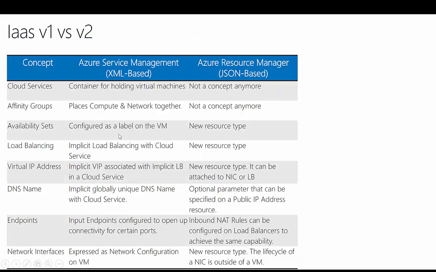And just a quick one about version 1 and version 2 machines. This is a big thing that we're going to talk about over the next few modules. You'll see references to cloud services, affinity groups, availability sets, load balancing, virtual IPs and IP addressing, what the DNS name is, and endpoints, which are now NAT rules. I'll keep referring back to this after we've gone through Module 1, which is Infrastructure as a Service v1, and from that we can work out what the differences are and why we've moved from this classic model onto this resource manager model.